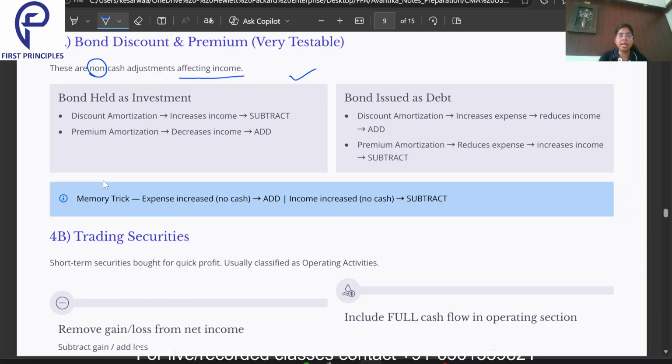So bond held as investment. When a bond is held as investment, it is what? Discount amortization. Just a second.